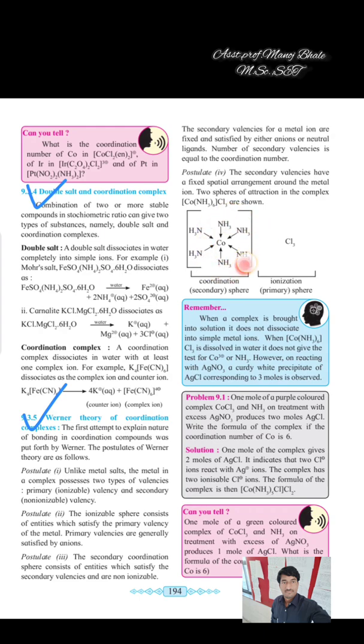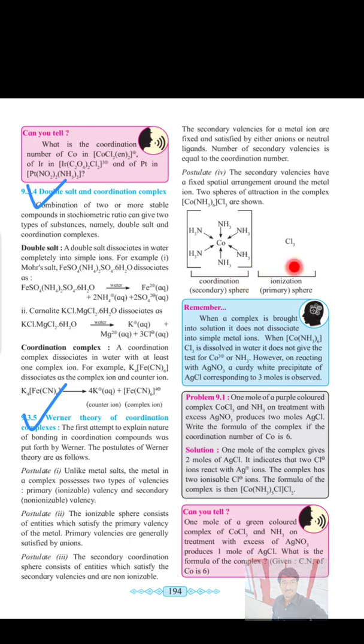These ligands inside the square bracket are non-ionizable, and outside the square bracket they are ionizable. Non-ionizable means no ionization is possible, and this is known as the secondary coordination sphere. The chlorine is in the ionization sphere, the ionizable valencies, also known as the primary sphere. So this is the concept given by the scientist Werner.